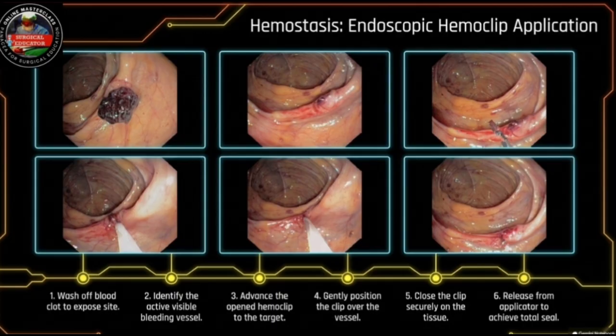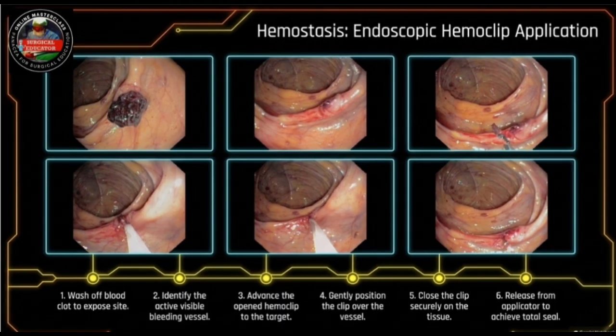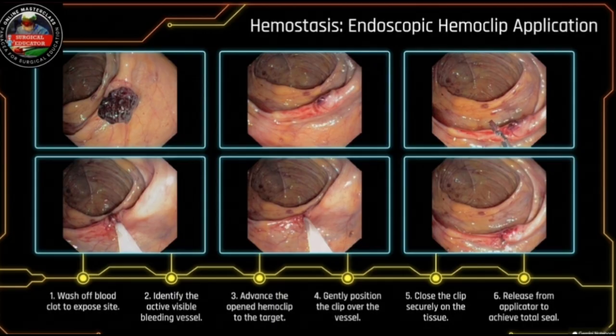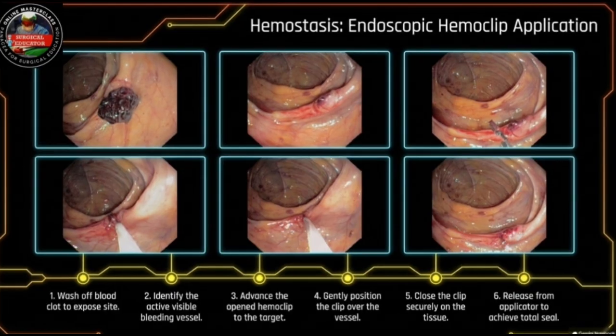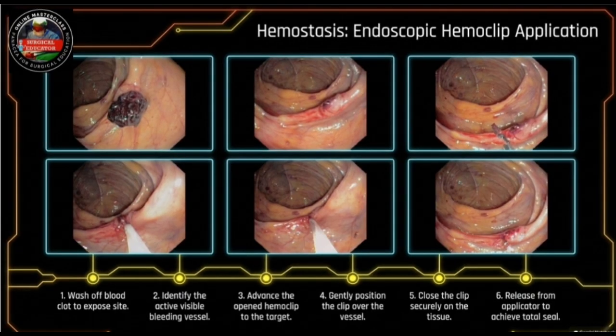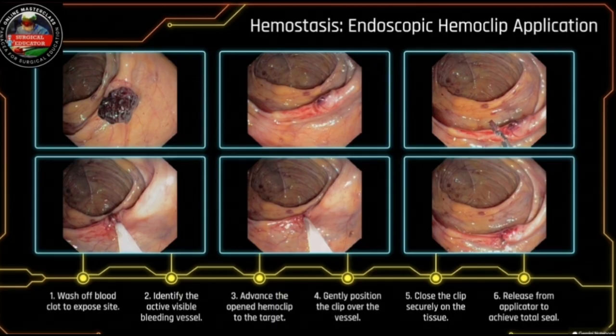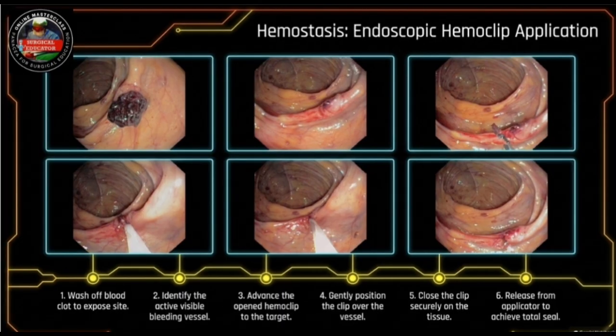Then, according to the slide, you identify the vessel, advance the open hemoclip, gently position it over the vessel margins, close it securely on the tissue, and release it from the applicator. It's a highly methodical sequence. It has to be. You are operating in a dynamic, actively bleeding environment. Precision and patience are absolutely paramount.